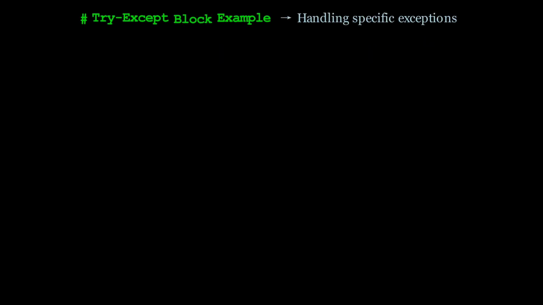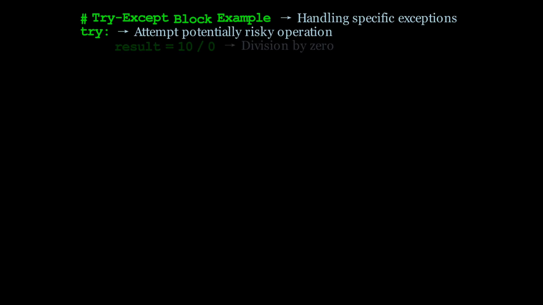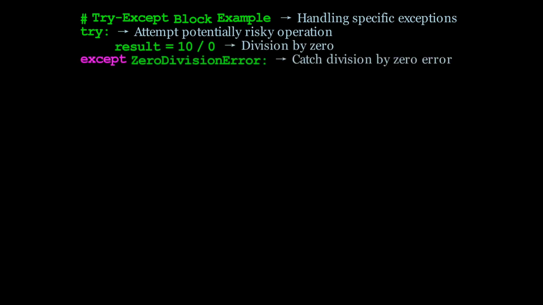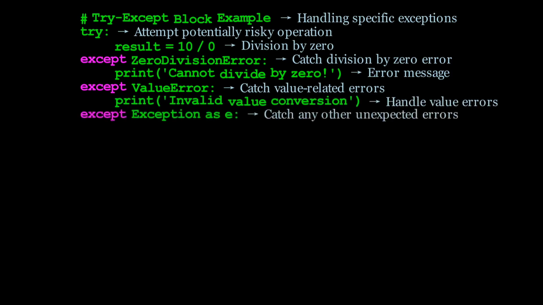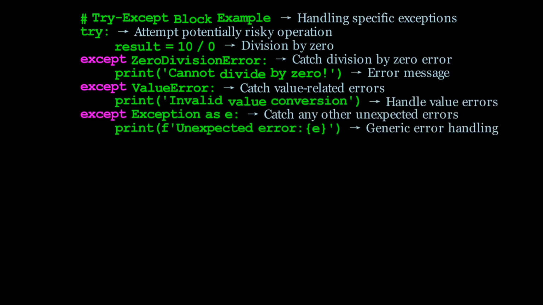Let's explore how to handle multiple types of exceptions in a single try block. In the try block, we attempt to divide by 0, which will raise a ZeroDivisionError exception. This except block specifically catches the division by 0 errors. When this exception occurs, we display a helpful message to the user.